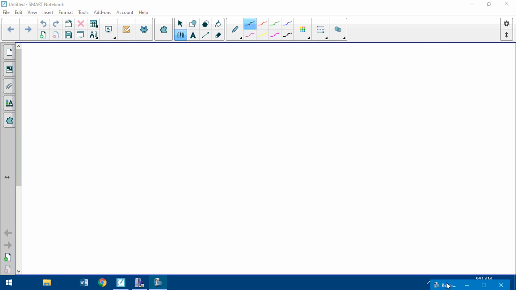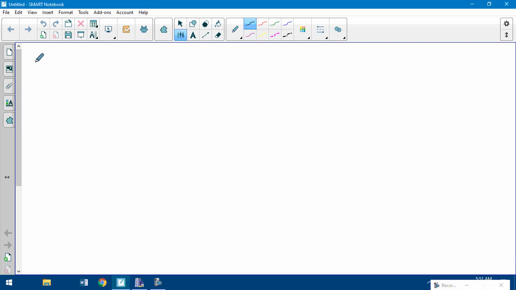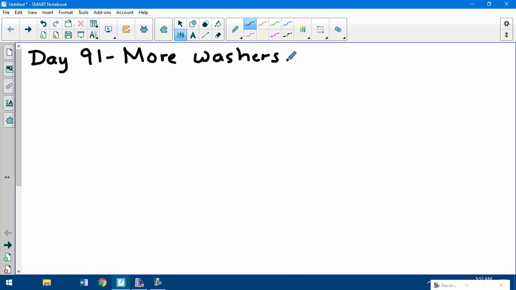So yesterday we were talking about some washers going around some weird axes of rotation. So I'm going to start with a couple more of those. And then after that, we are going to get right into the last method of volumes, which is the shell method. So here we go. This is, I believe, day 91. More washers, and intro to shell method.